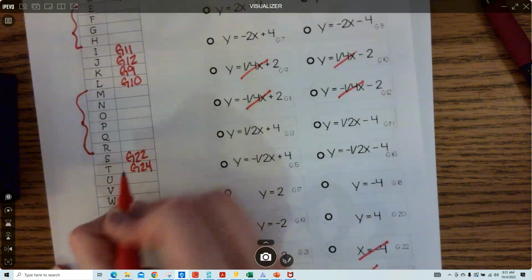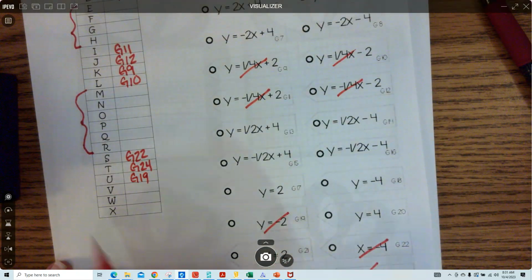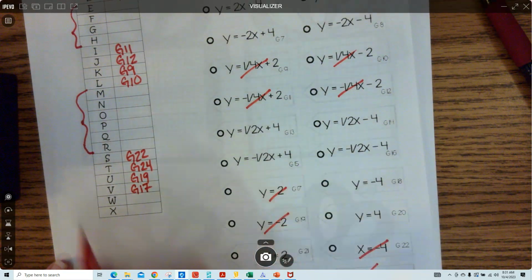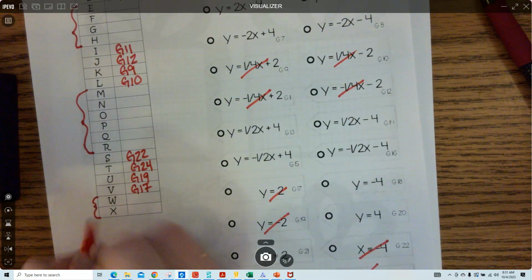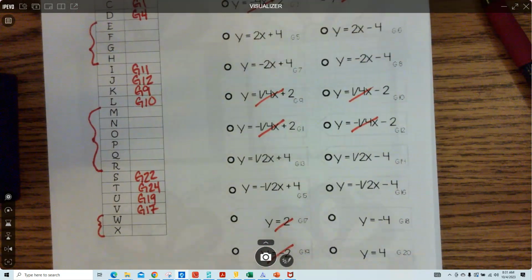So U is G19, V is G17. And so W and X are going to be the last two that you do. And that is your assignment for the day.